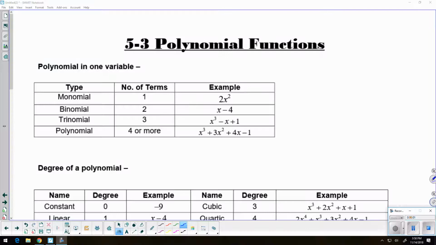Hi, welcome back everybody. We are still in chapter 5, but moving on to our next section, which is section 3. Title says at the top, polynomial functions.